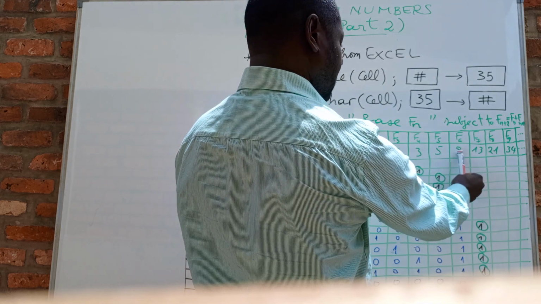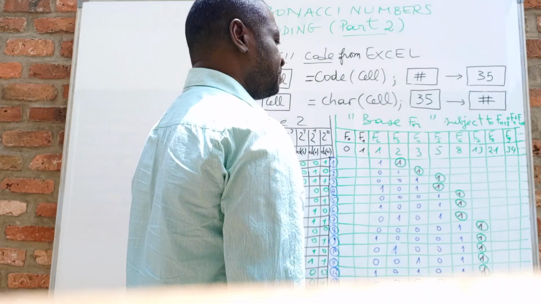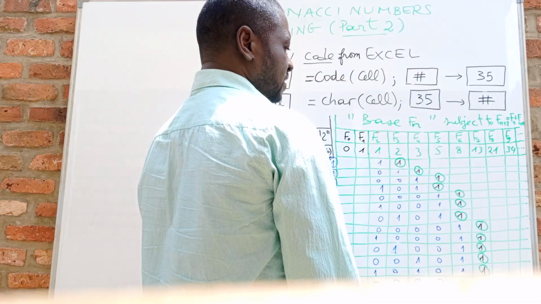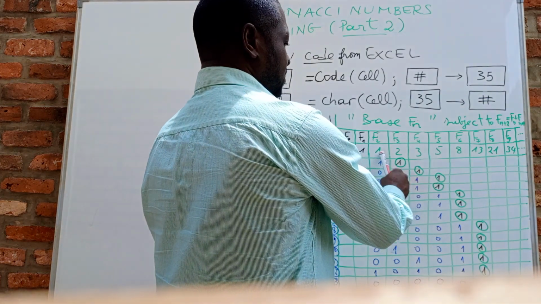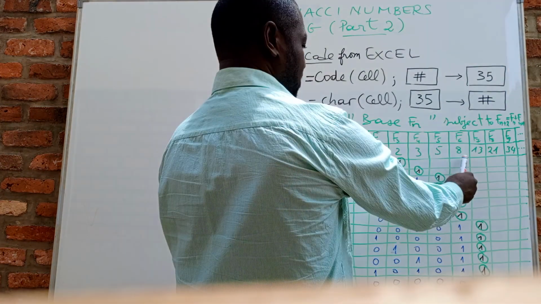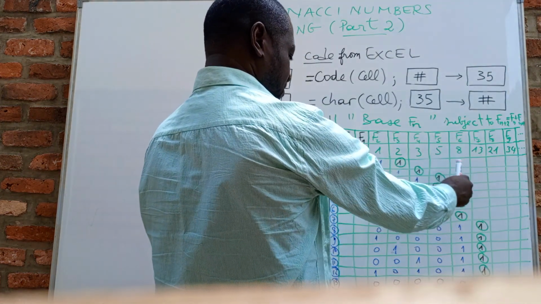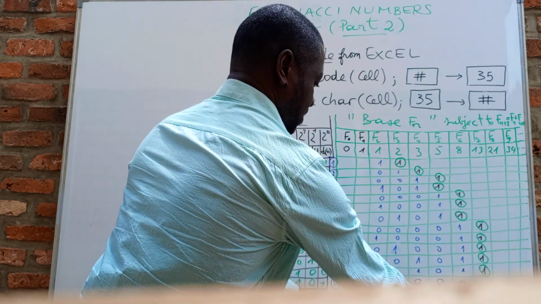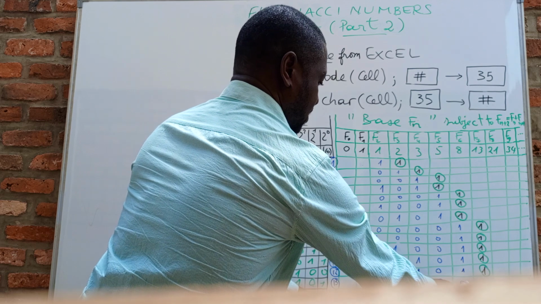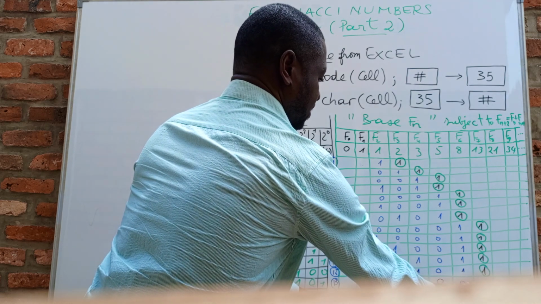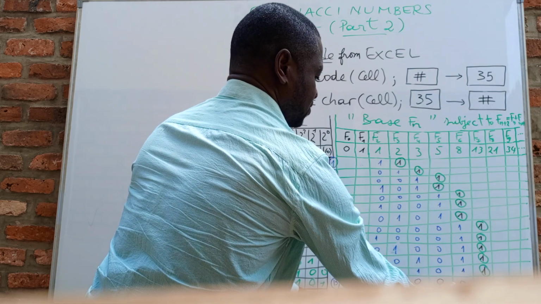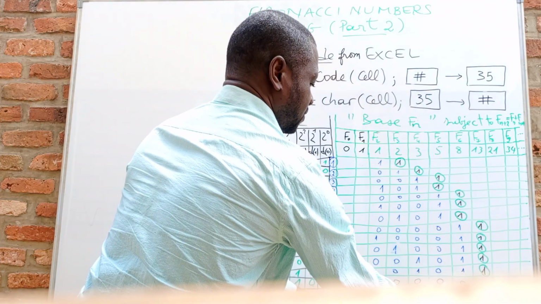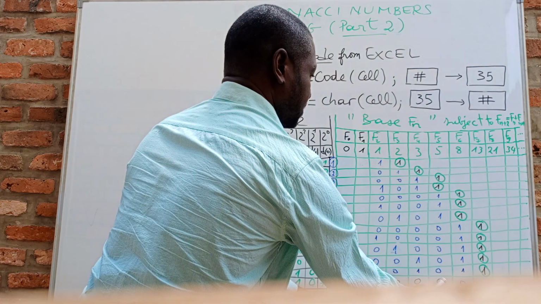5 and 8 is like 13, and 13 plus 1 is 14. So this combination is not accepted. Why? Because we have 1 here and 1 here, and they are following each other, so they are not accepted as such.